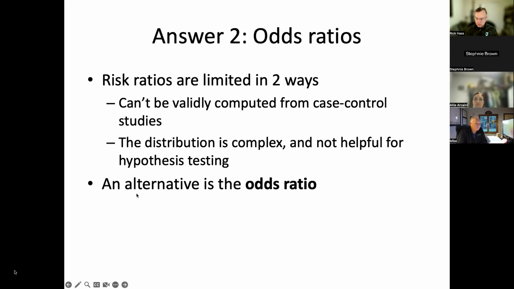But there is something related called an odds ratio that just so happens to be something you can validly compute from a case control study. And its distribution is related to the distribution of the cell counts, which makes it really, really nice. So when you're testing independence in your table, you're essentially testing an odds ratio.